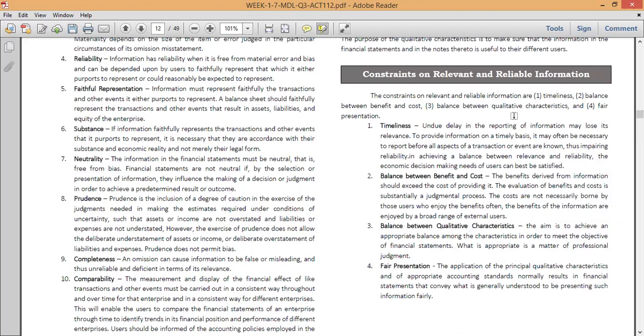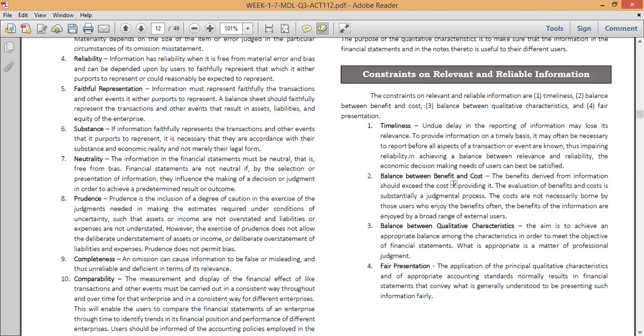So, next naman is the constraints on relevant and reliable information. The constraints on relevant and reliable information are timeliness, balance between benefit and cost, balance between qualitative characteristics, and fair presentation. So, dito, pag nagpe-prepare po tayo ng different financial statement, may tinatawag po tayo na deadline. Okay? Ito yung sa timeliness. Yung dapat po pag gagawa tayo ng mga reports, on time po nating nagagawa. Hindi po natin yan dinedelay. Kasi nga, dito nakasalalay kung ano na ba yung status ng business mo. Yun yung lagi mong tatandaan. So, kailangan mong i-report ano man ang mangyari sa inyong business owner, or your managers or your bosses.